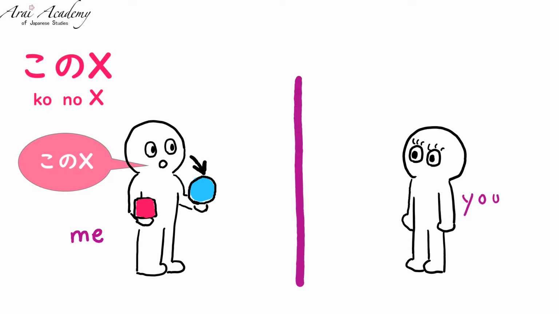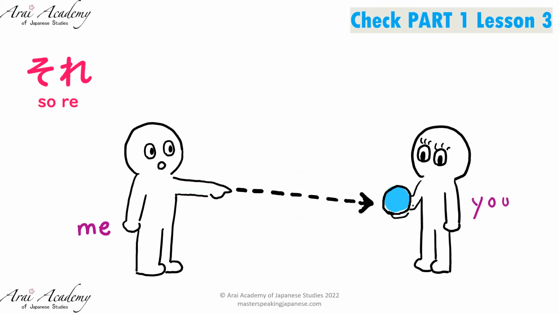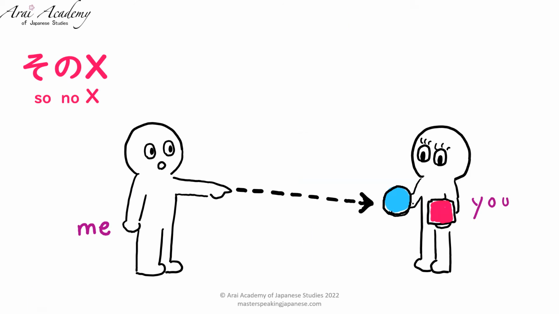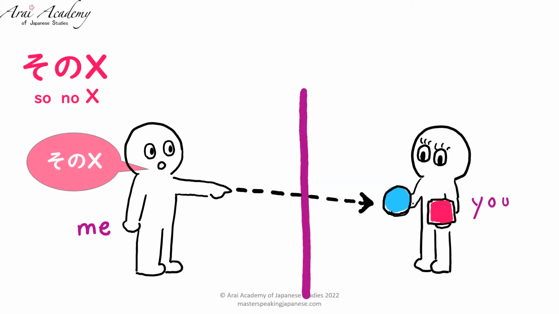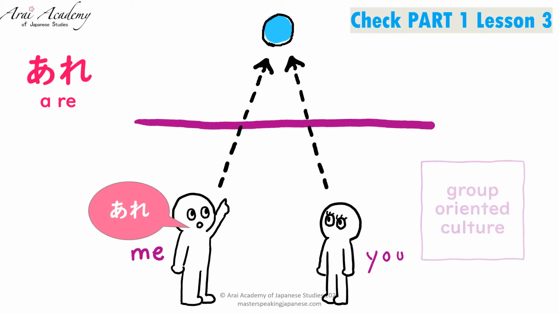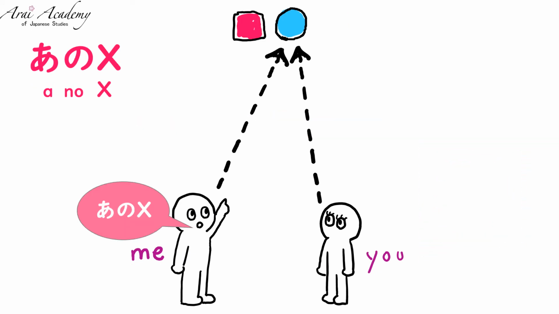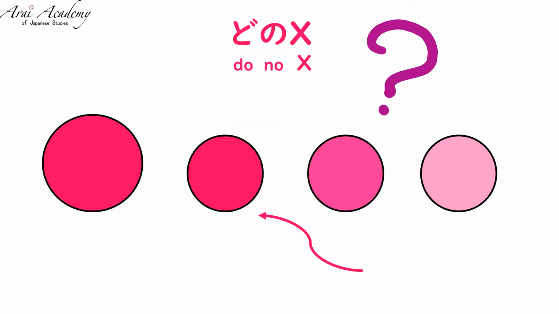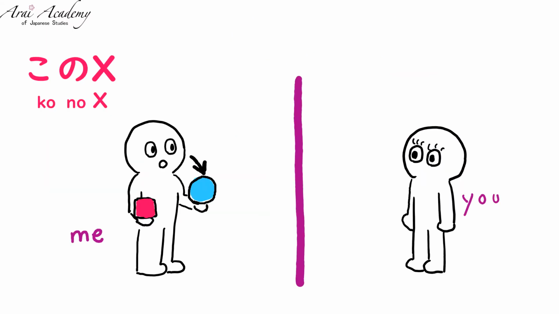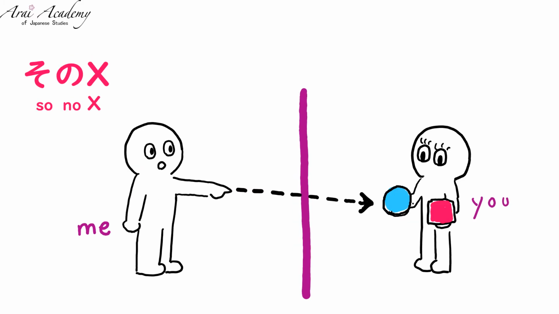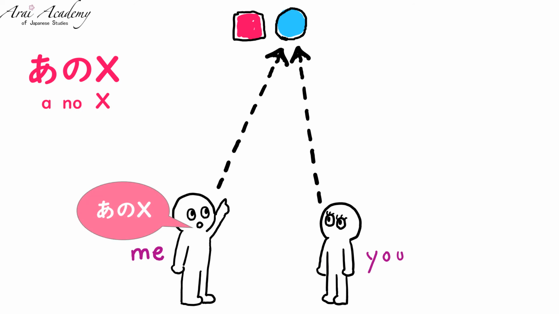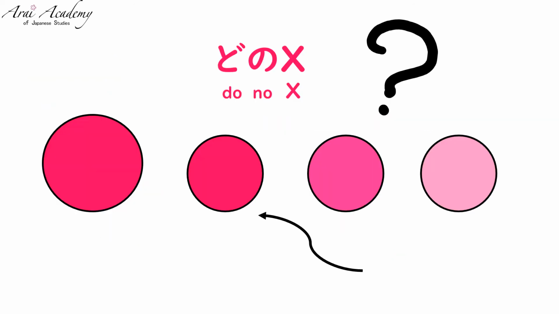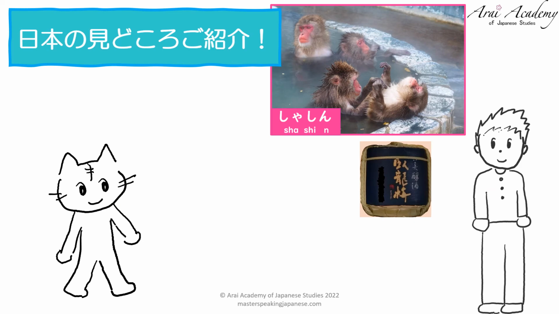For example, このボール。それ position, そのボール。あれ, あのボール。どれ becomes どのボール。Okay? Repeat after me. このボール。そのボール。あのボール。どのボール。Let's enjoy more photos.